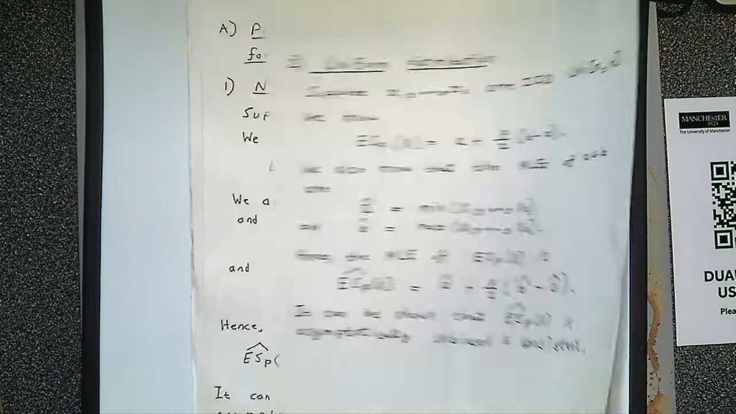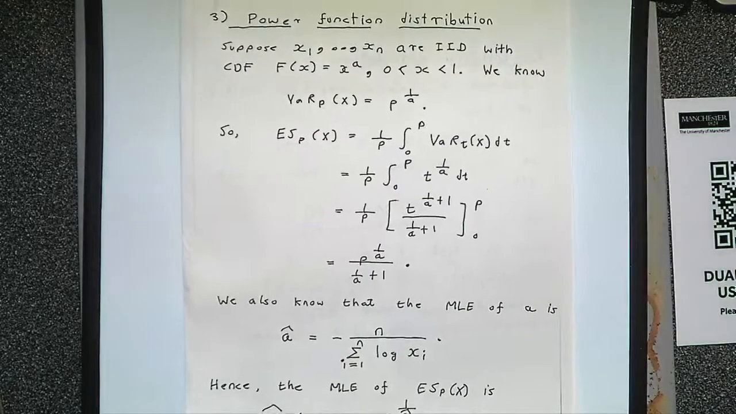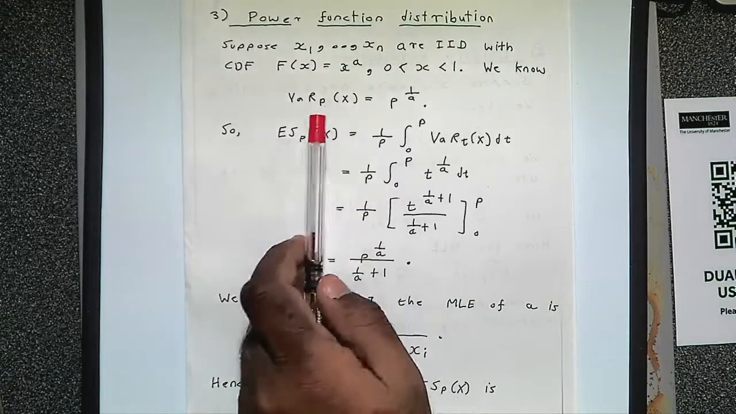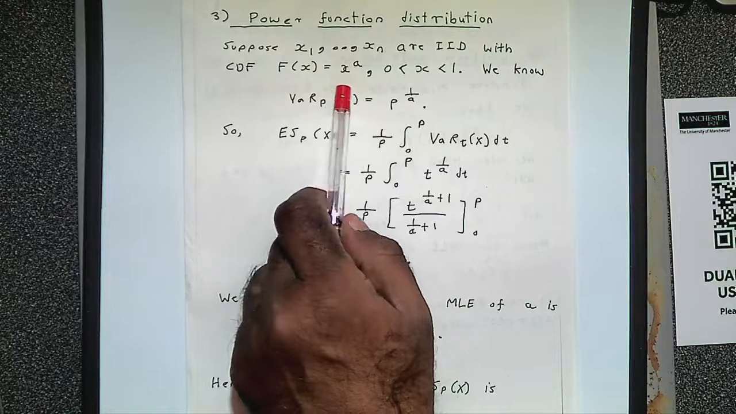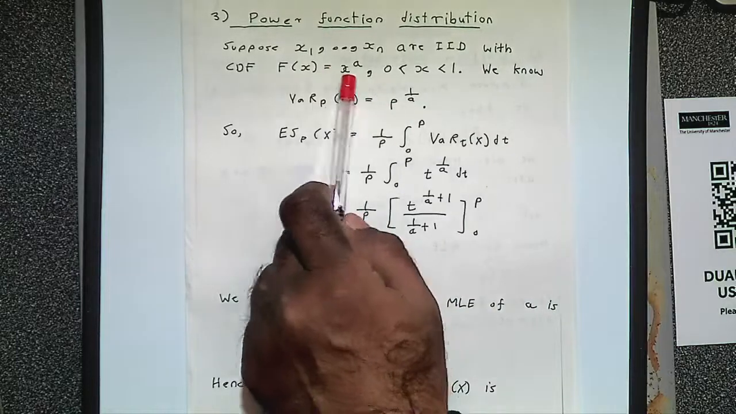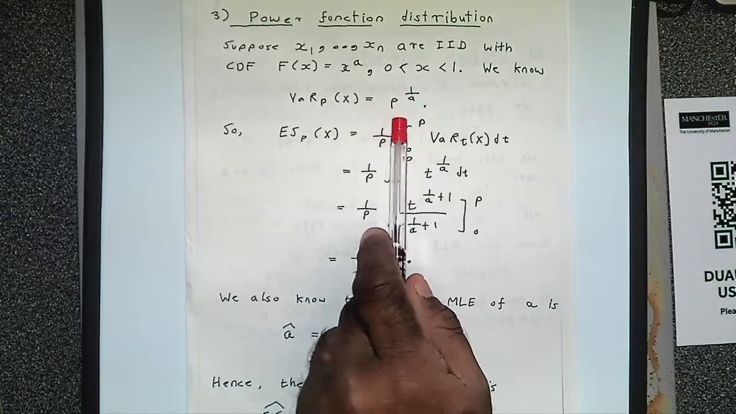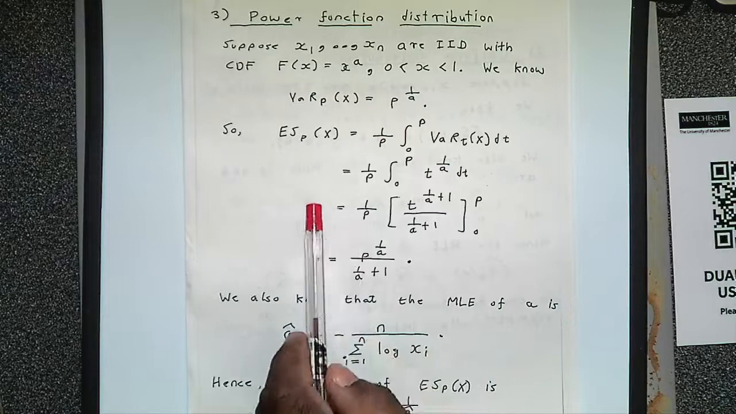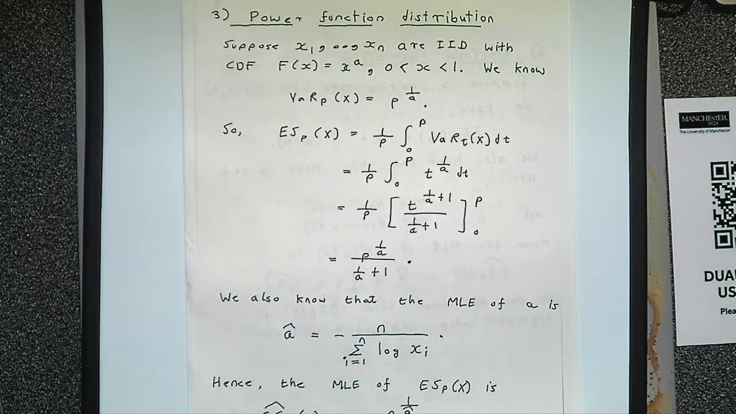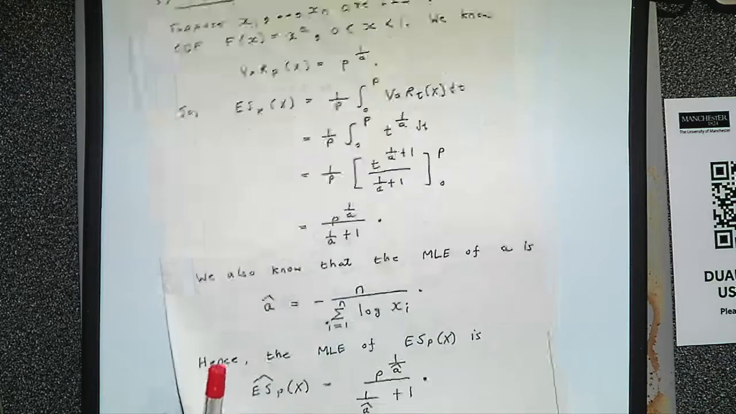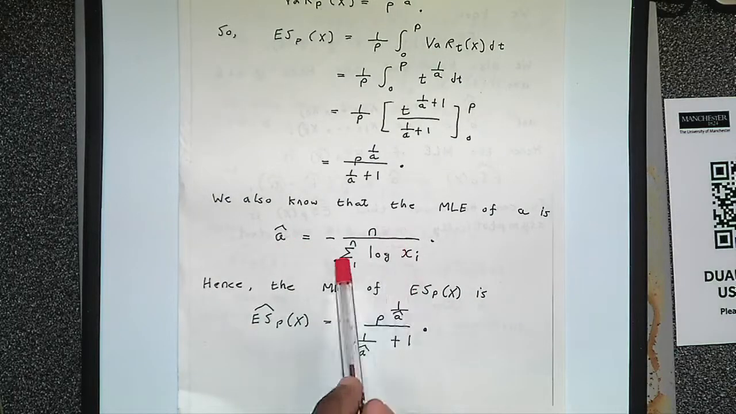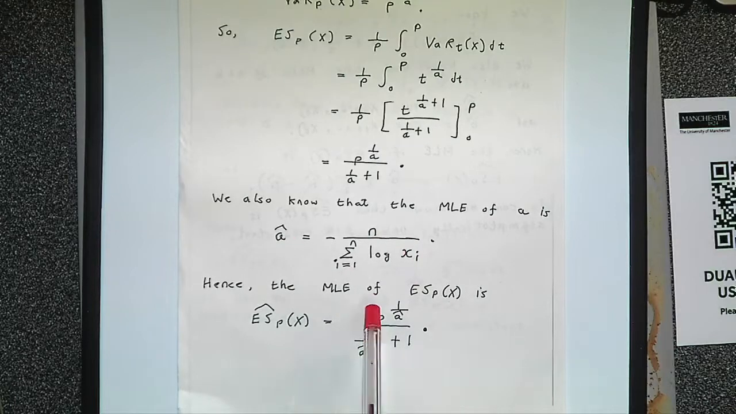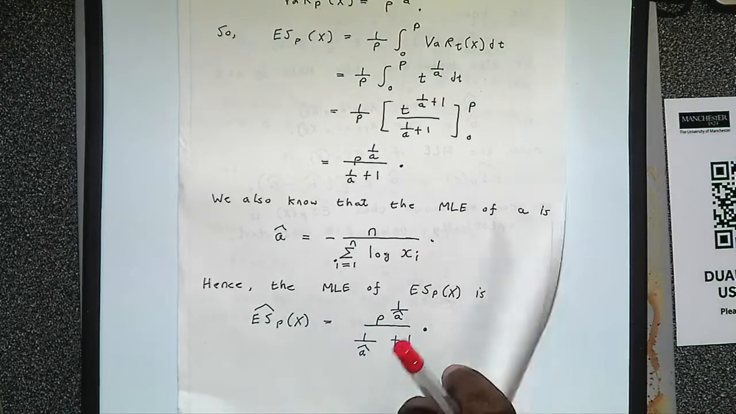Okay. And method number 3 is this. We assume that the losses are from a power function distribution which has this CDF. So the VaR is given by this formula. The expected shortfall is given by this formula. Right, and we know from last week that the MLE for A is this one, and hence the MLE for expected shortfall is this one. Right, that's expected shortfall.